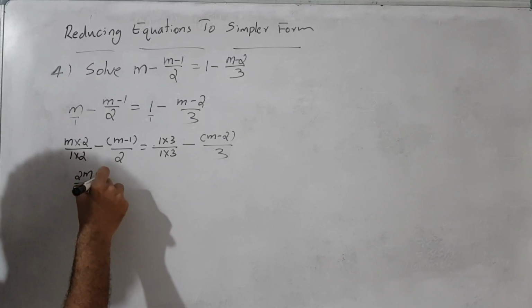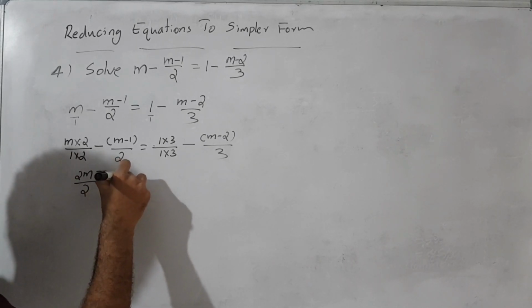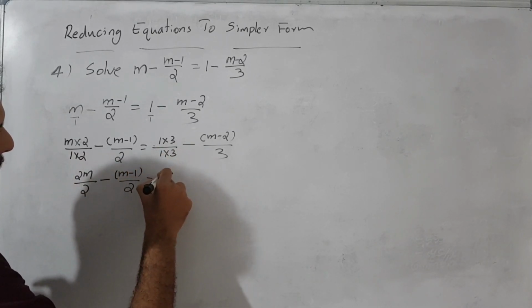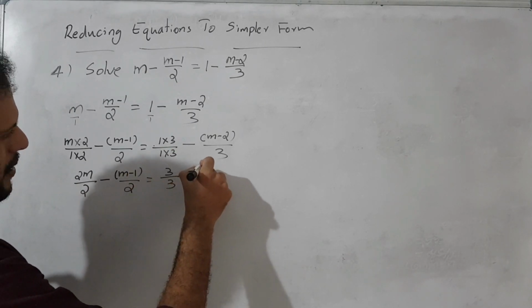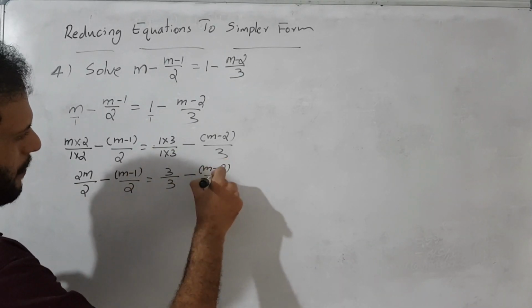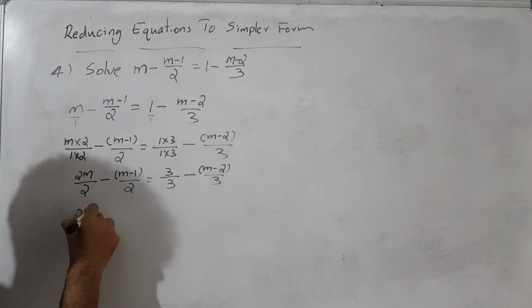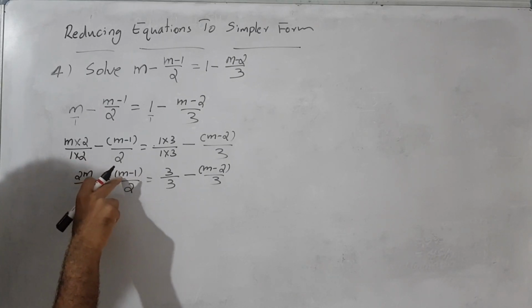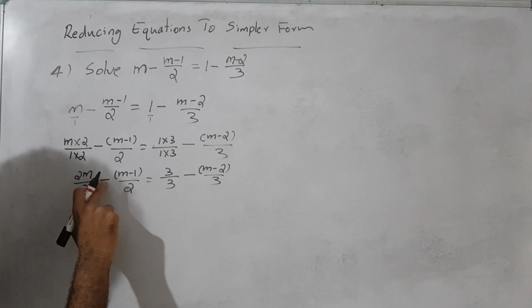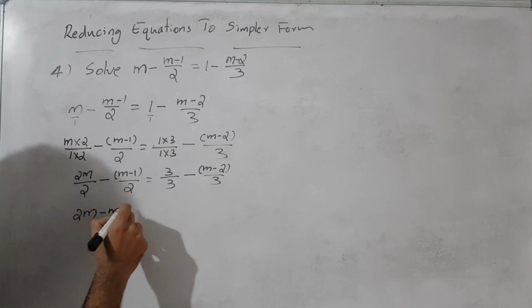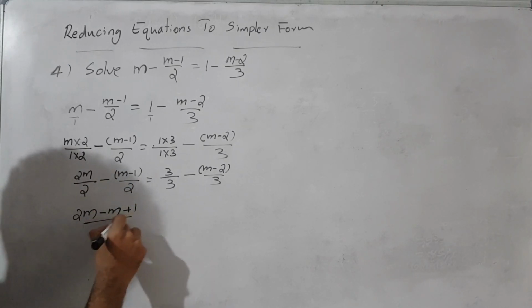minus 2m by 2 minus m minus 1 by 2 is equal to 3 by 3 minus m minus 2 by 3. Okay, then the denominators are equal on both sides, so we subtract the numerators. Then what is the next? 2m. Here the minus is common for m and minus 1, so we just expand the bracket. Minus into m is minus m, minus into minus 1 is plus 1 by 2.